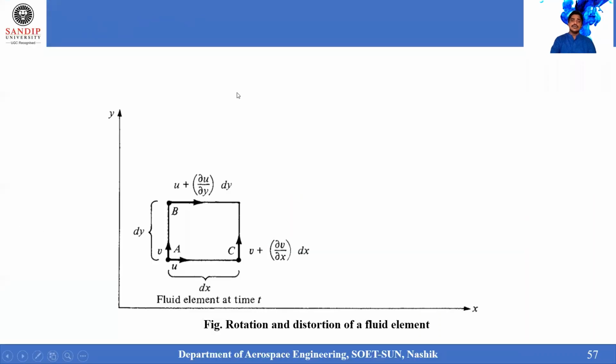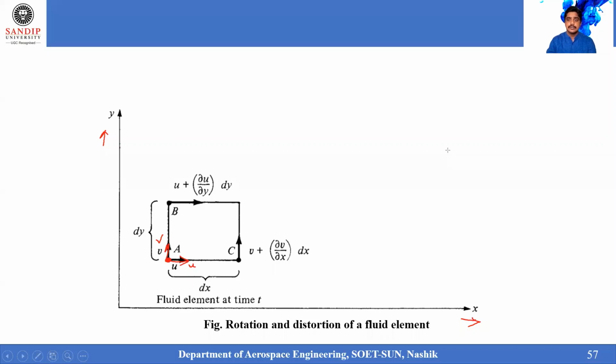Now let us discuss that in detail. Here my interest is the angular deformation of the fluid flow. In order to discuss the angular deformation, I have considered a point P, where my u velocity and v velocity are defined on the x and y axes initially.